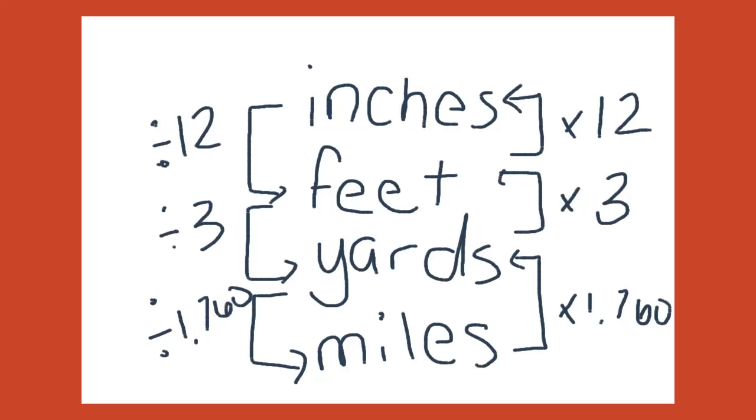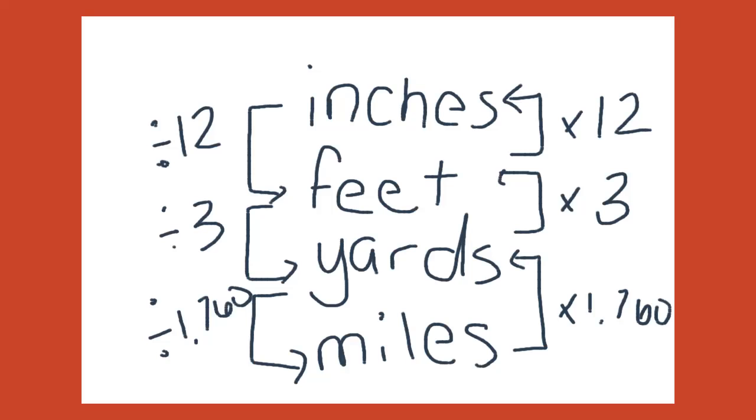Let's try one more. If I'm given 5 yards, how many feet would that be? Well, I start with what I'm given, yards. And I want to go up to feet, so I've got to use the up arrow. My instructions tell me to multiply by 3. 5 times 3 gives me 15. There are 15 feet in 5 yards.